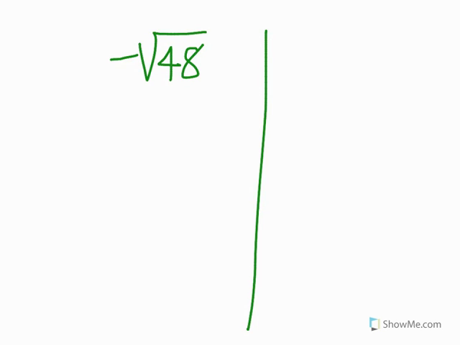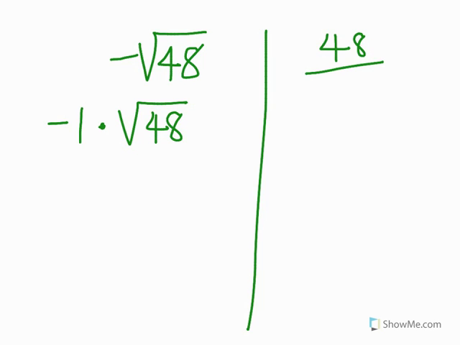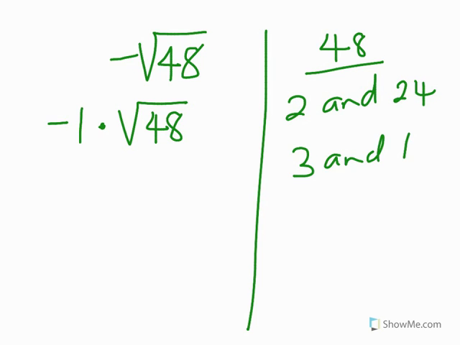What if we have negative square root of 48? So this means negative 1 times square root of 48. So let's find the factors of 48. We have 1 and 48. We can forget about that. We have 2 and 24. 2 is not a perfect square. 24 is not a perfect square. We have 3 and 16. And there you go. We use this.